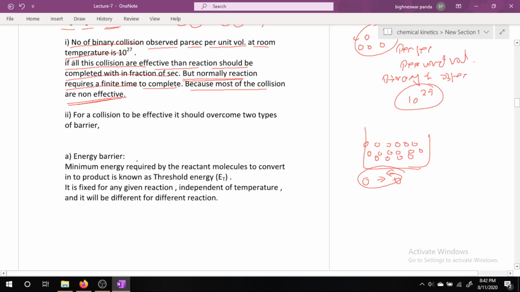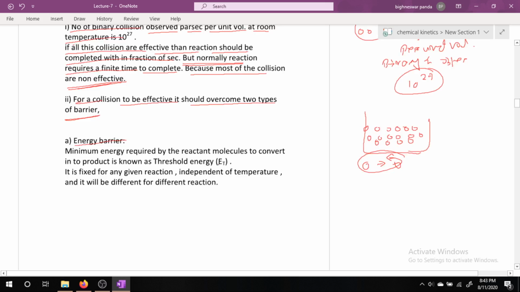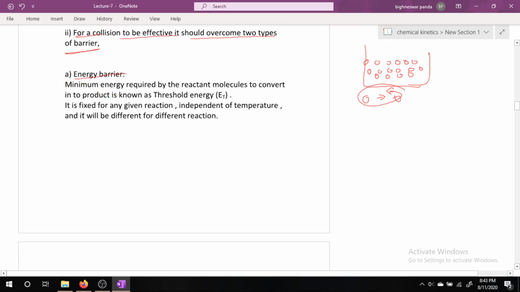So come to point 2. For a collision to be effective, it should overcome two types of barrier, that is energy barrier and another is orientation barrier. Then come to point 1. What is energy barrier? A molecule must collide.